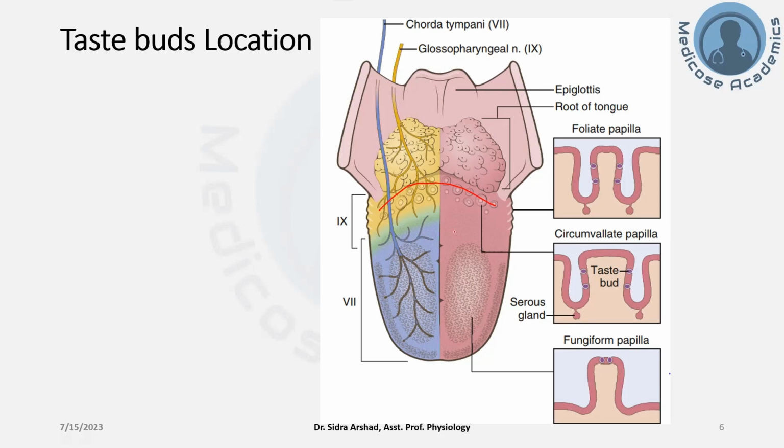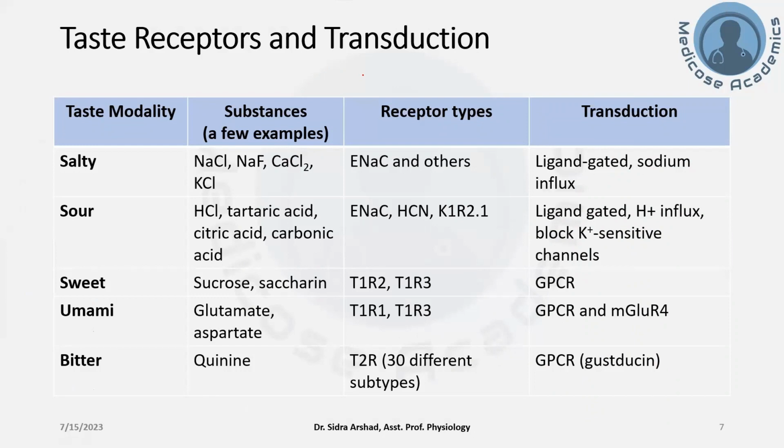So all over the tongue, all types of tastants can be perceived. However, they may be aggregated at certain places. The taste receptors are specialized receptors, and they are specific for each taste modality.